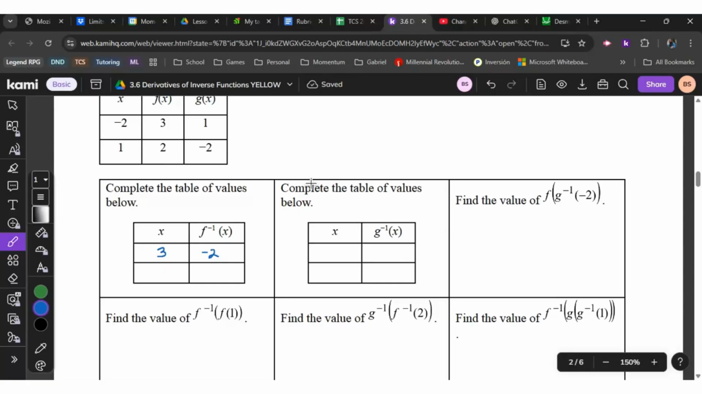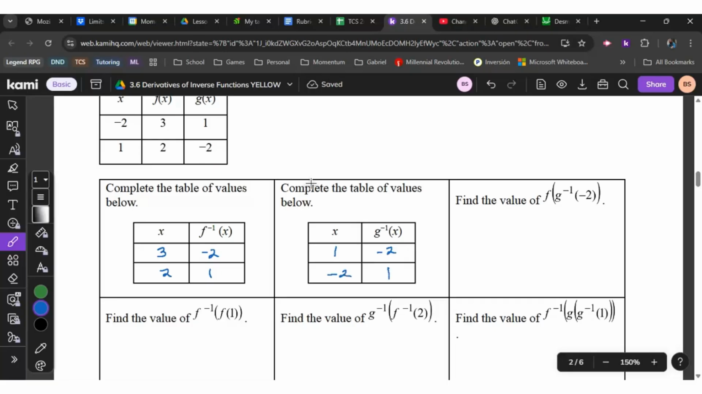Now, I understand this is a little bit confusing because it just says x, but the f inverse part is what gives us away that we're switching it. So then for the other point, it would be 2 and 1. Should we do it for g? Let's do it for g. Ready? Okay, -2 and 1, or 1 and -2, and then I would write it the other way.